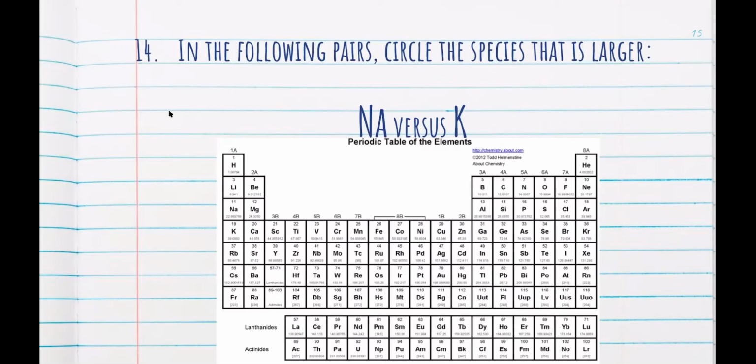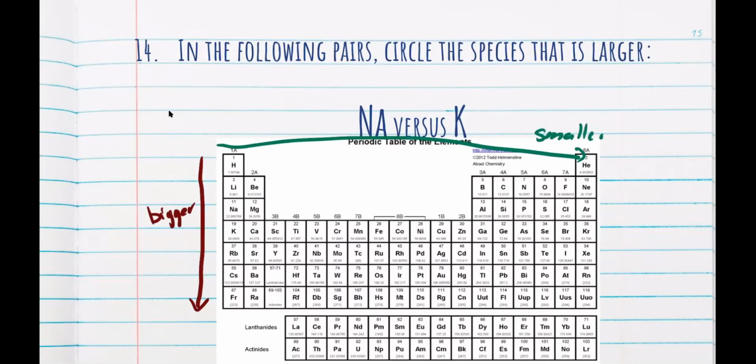Let's put our trends into practice. So for this question, it asks which one is larger. And looking back at my periodic table, I see that as I go down, I get bigger. And as I go across, I get smaller. So in this case, sodium and potassium, let me find them. Sodium, potassium. In this case, potassium is lower than sodium, so potassium is bigger.